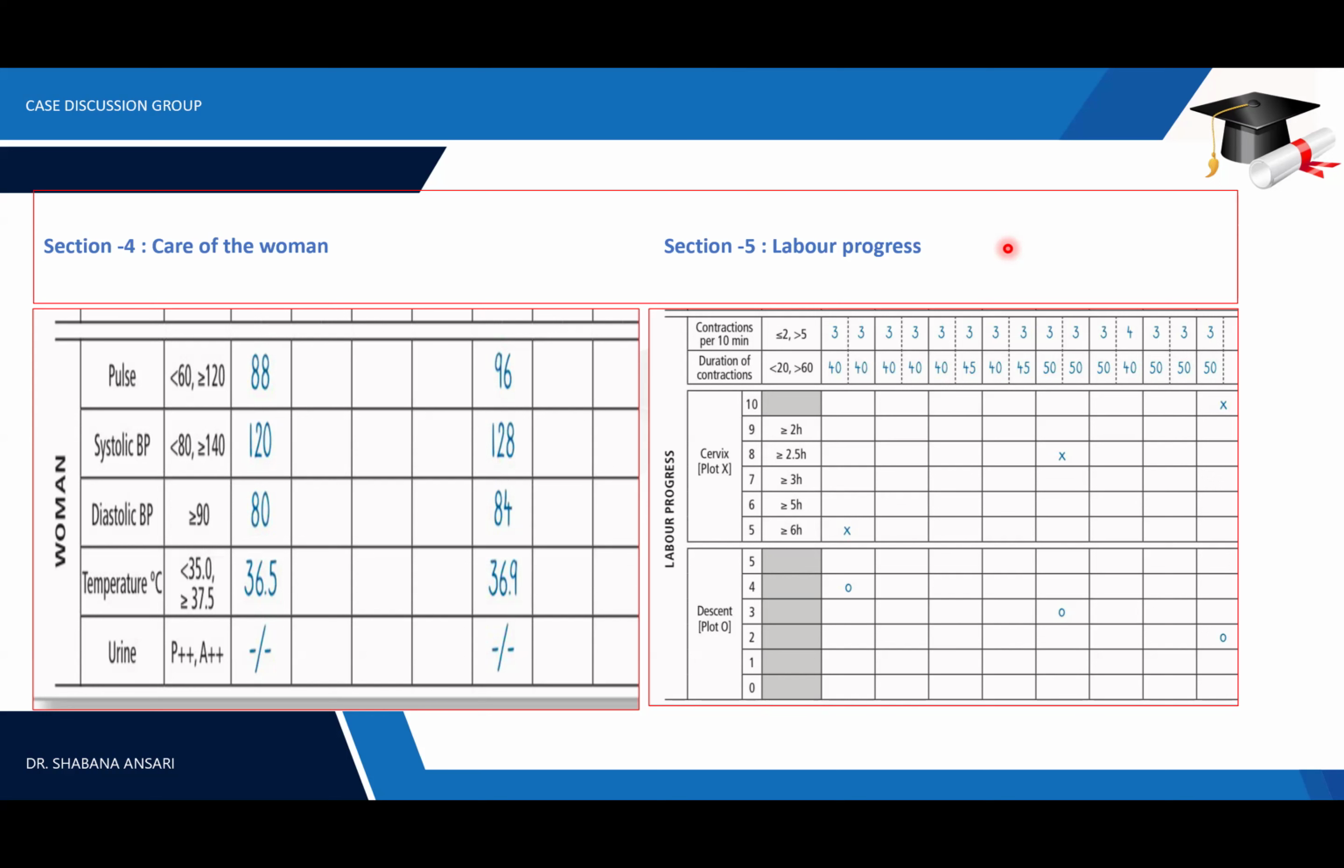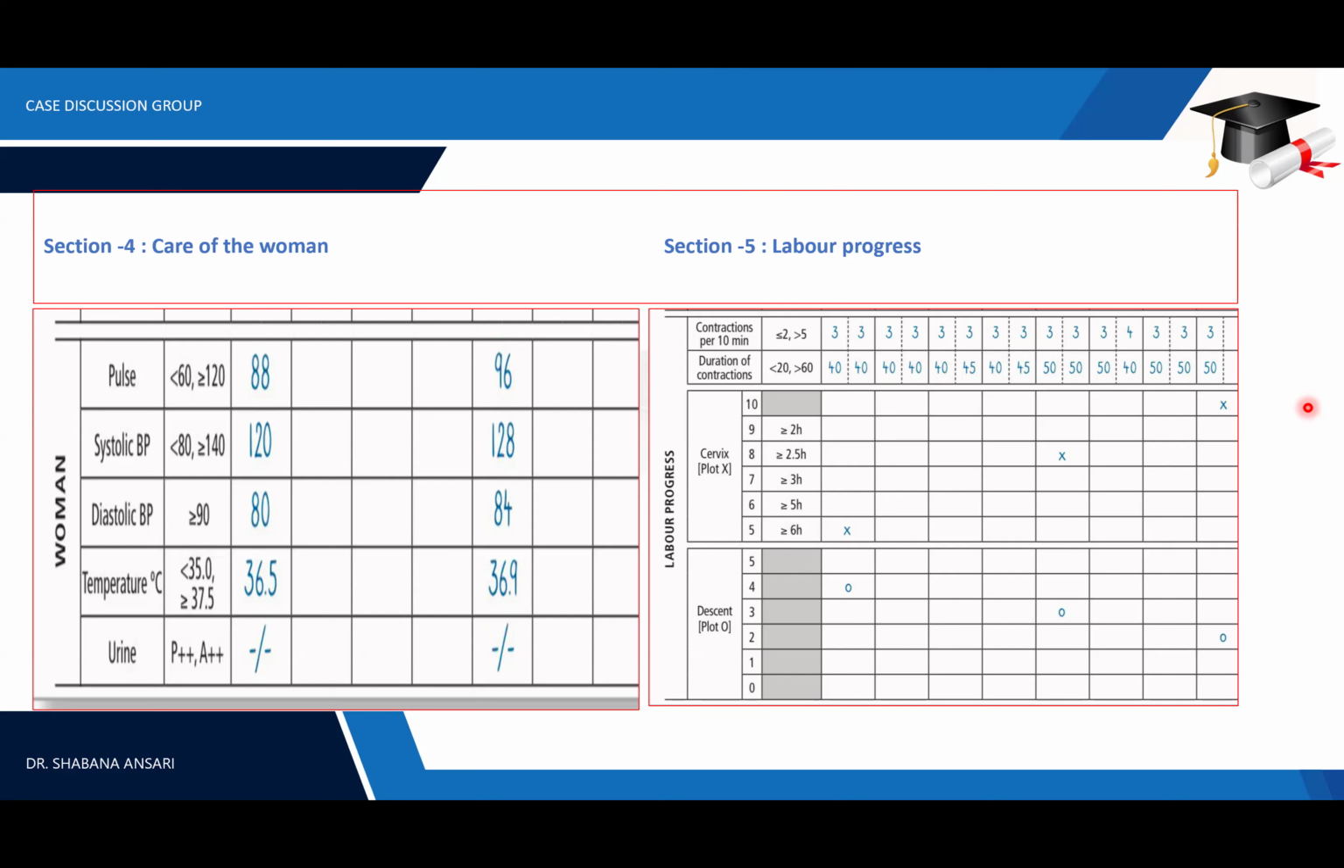Any more questions? Ma'am, if we use this in the first stage and it has been 12 hours, we have to start a new paper. Yes. If the patient is in the first stage of labor till 12 hours, then we have to start a new labor care guide. If in the old paper it ended at 8 centimeters, then we have to start with 8 centimeters in the new paper. Exactly. Yes.